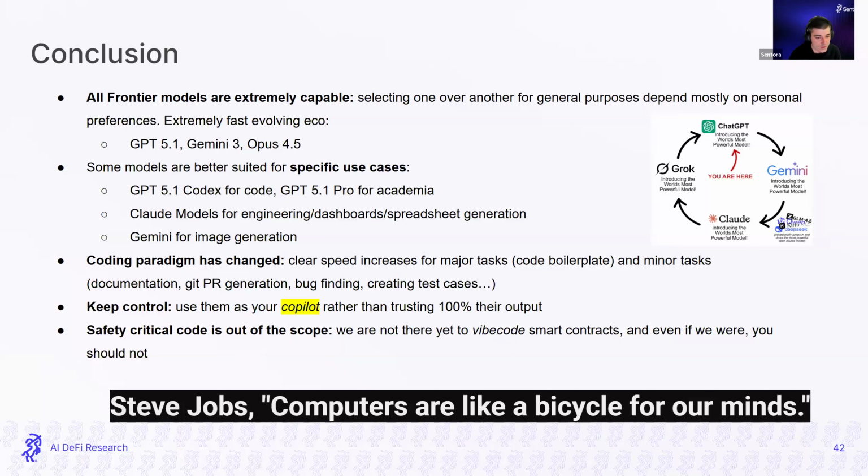And of course, not rely on it for safety-critical things like smart contract code. I think we are not there yet to fully vibe code the smart contracts. And even if we were able, I would recommend not to, because these are things that require 100% attention, control, and full understanding of everything going on in the code.